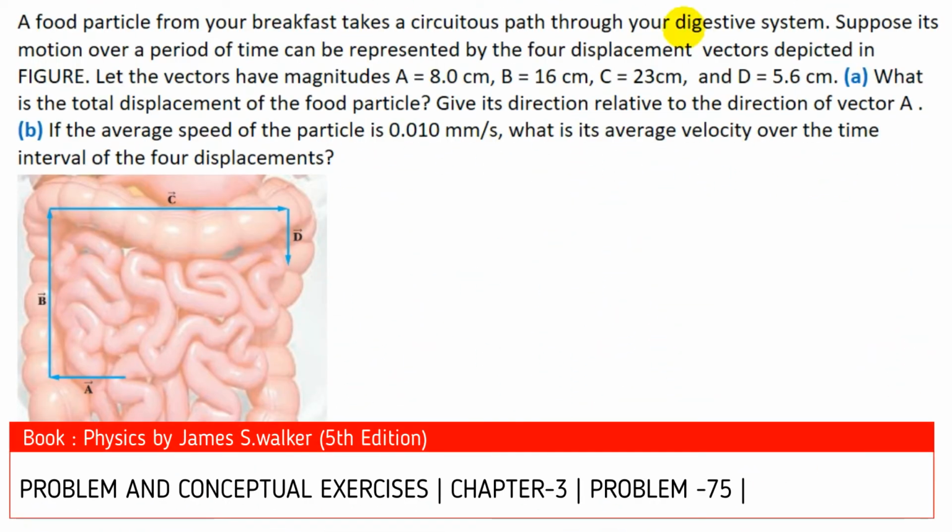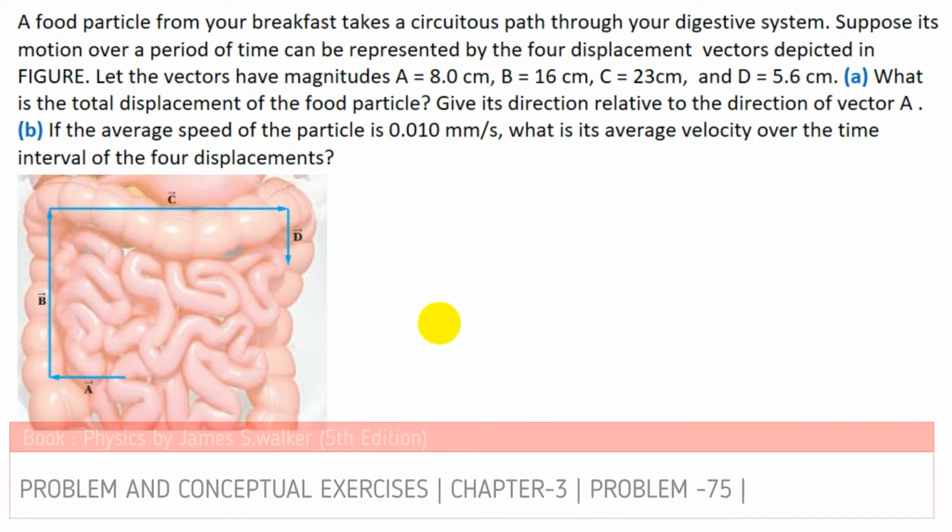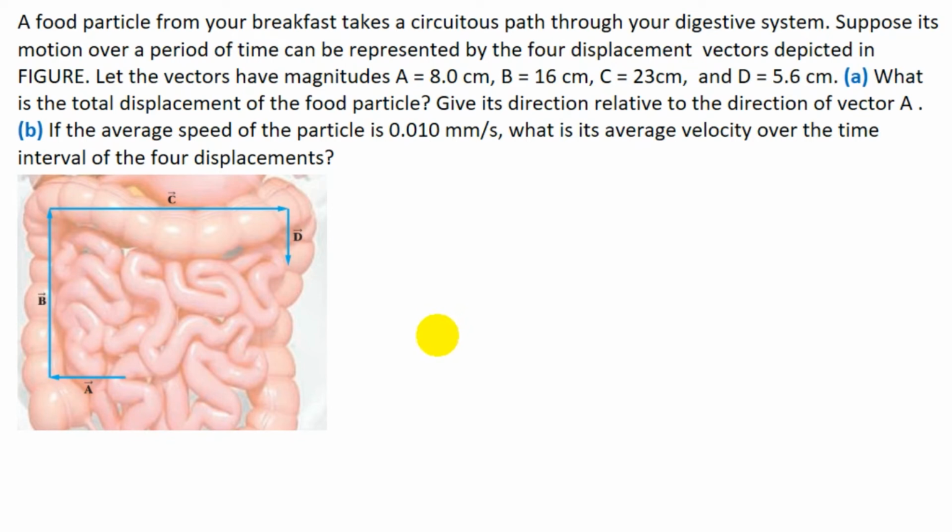Now in this question we are given this figure, and these are the small intestine and the large intestine of the human digestive system. Suppose the food particle's motion over a period of time is represented by these four vectors: vector A, vector B, vector C, and vector D. The magnitude for vector A is 8 centimeter. Vector B is 16 centimeter. Vector C is 23 centimeter. And vector D is 5.6 centimeter.